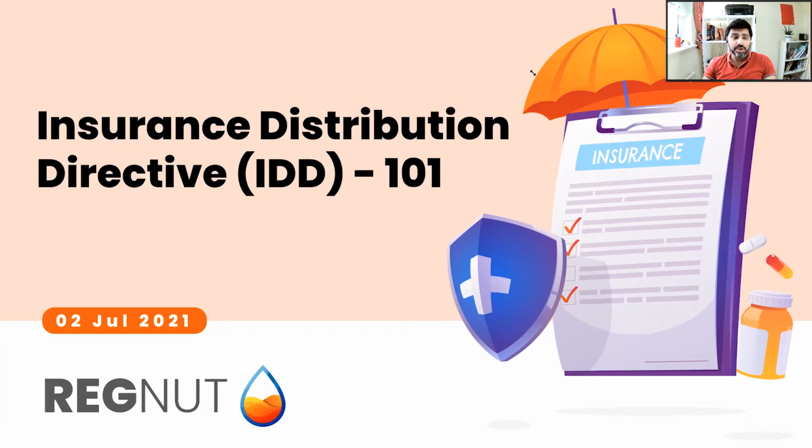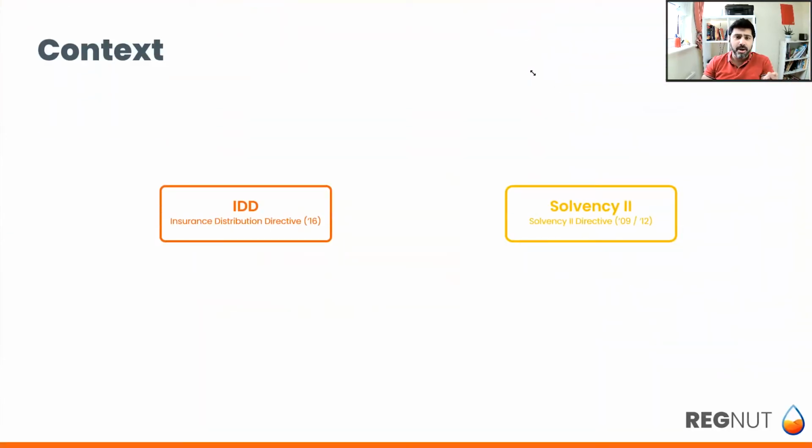So with that, let's jump into Insurance Distribution Directive 101. A basic comparison between IDD and Solvency II. So Solvency II is for insurers what IDD is for insurance intermediaries. So it covers anyone who's selling insurance products but not really taking on the risks, because that's what the insurers do. So that's where the insurers live.